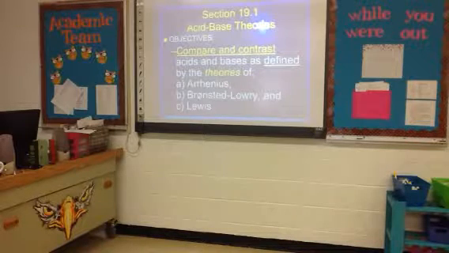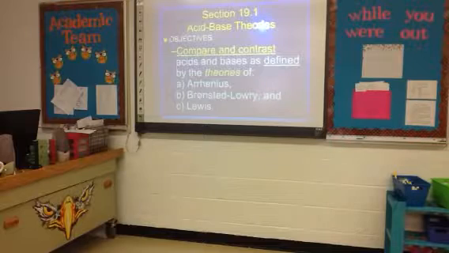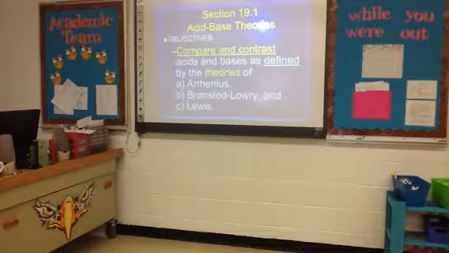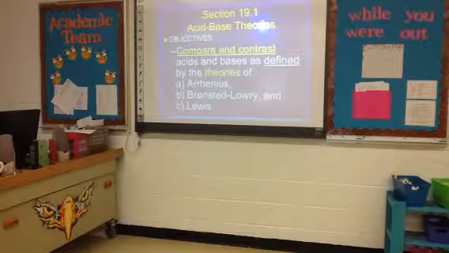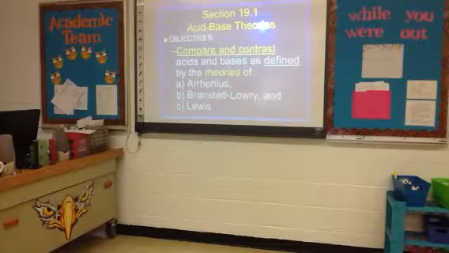There are 3 theories, and that's what I handed out on your little cheat sheet. That cheat sheet is definitely going to need some stuff added to it. The 3 theories are in order of oldest to newest. So Arrhenius was the first theory, then Bronsted-Lowry, and then Lewis.